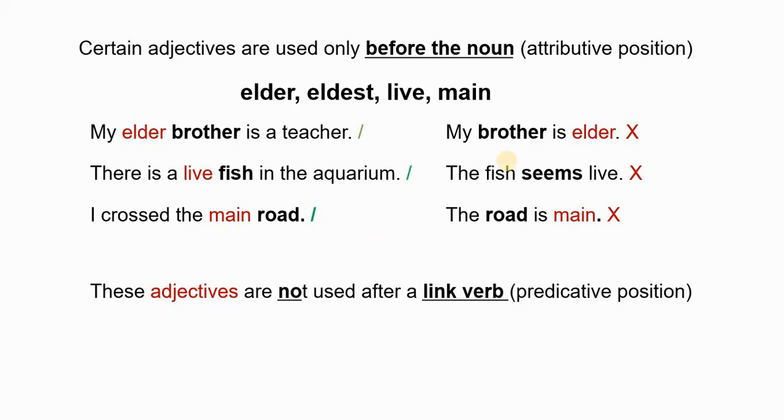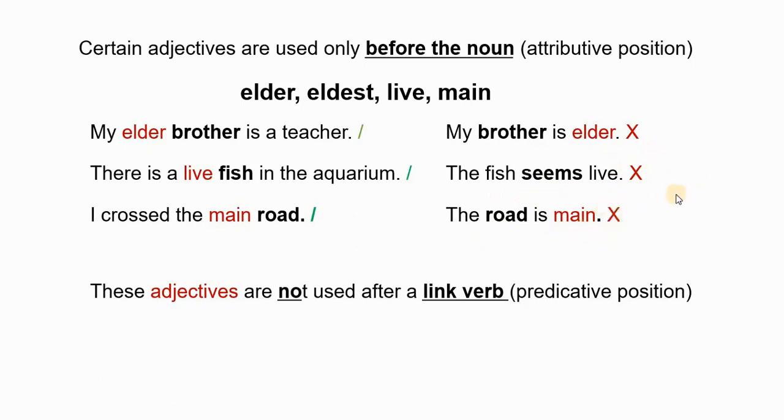So, my brother is elder is wrong. We cannot use the adjective elder in this way. My brother is elder. The fish seems live. This is also wrong. That is wrong. And the road is main.